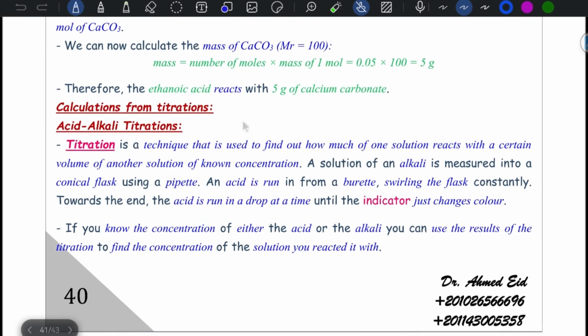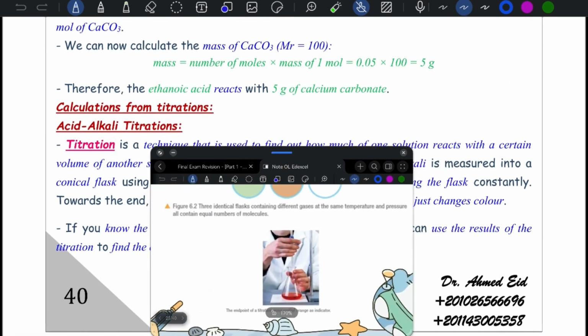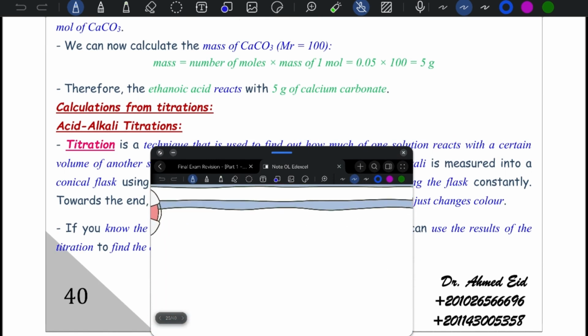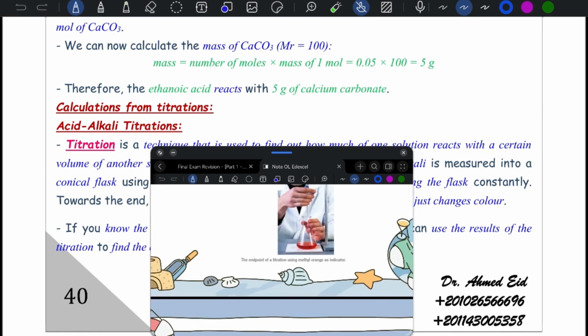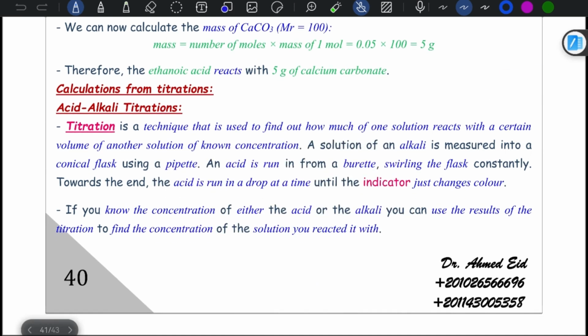Titration. Titration like this image. This one is making a titration and checking the endpoint with methyl orange as indicator. So, calculations from titrations, acid alkali titrations. Titration is considered a technique that is used to find out how much of one solution reacts with a certain volume of another solution of known concentration.